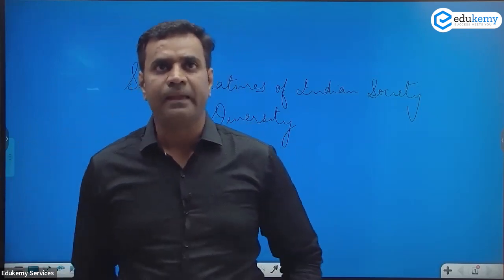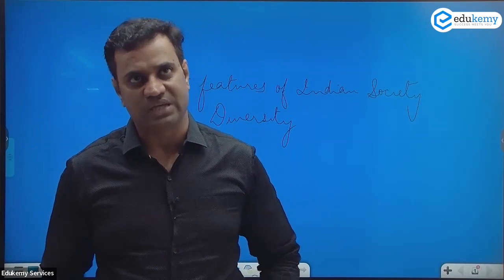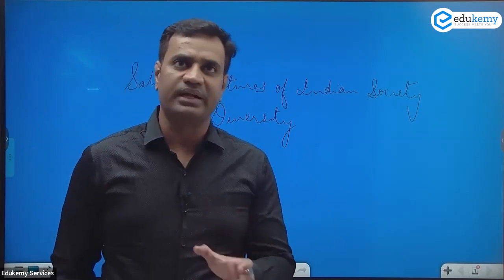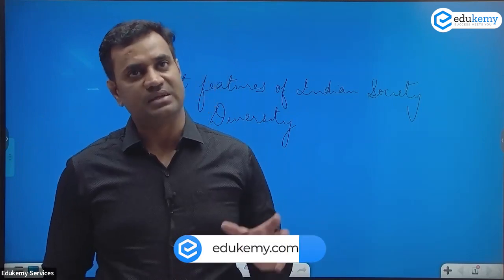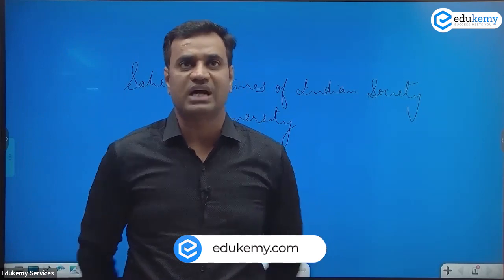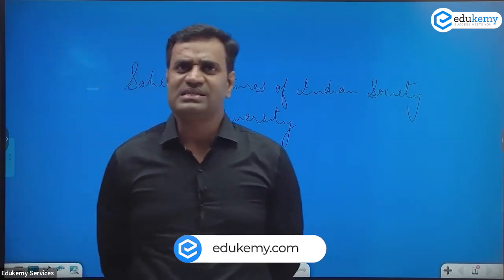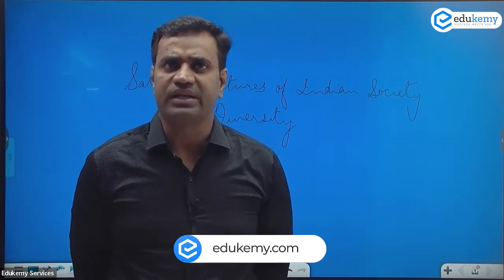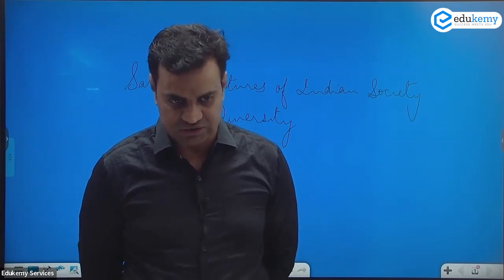The reason being, diversity is an important feature of Indian society. So it is mentioned separately. So in the process, we'll be covering diversity as well as a major part of the features of Indian society. So first of all, let us start with the salient features of Indian society. We'll understand the salient features of Indian society from the process of historical evolution.